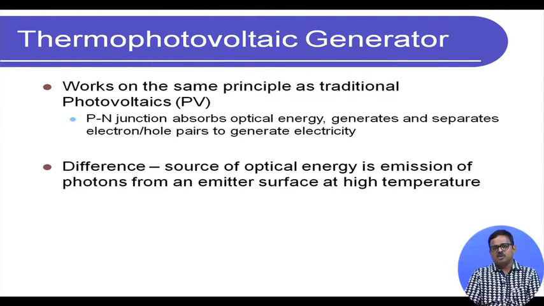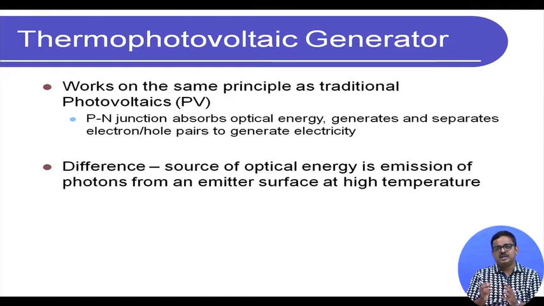So, here also we have a certain material or a surface which is an emitter. Okay. Similar to thermionic, in thermophotovoltaic also we have an emitter. Here also we have to heat it up to sufficiently high temperature. Okay. But what is the difference here? The difference is, the emitter surface used for thermophotovoltaic generation, at that sufficiently high temperature emits photons. Okay.